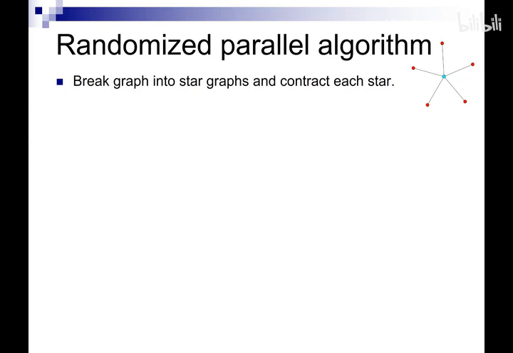What we're going to do is, the randomized algorithm is going to take your initial graph and break the graph into a bunch of little star graphs. Then it's going to contract each star graph. What we mean by a star graph is just something that looks like this. It's got a center node and then a bunch of other nodes around it. We're somehow going to take the graph, break it into these star graphs, and contract each star graph into the center node. So all 6 of these nodes become contracted into a single node.